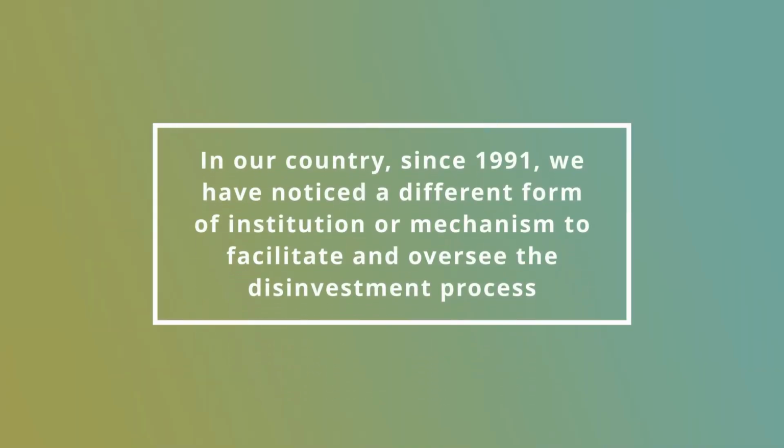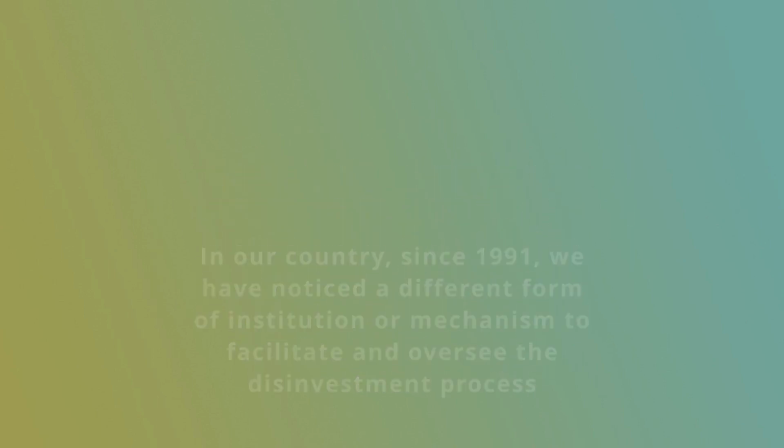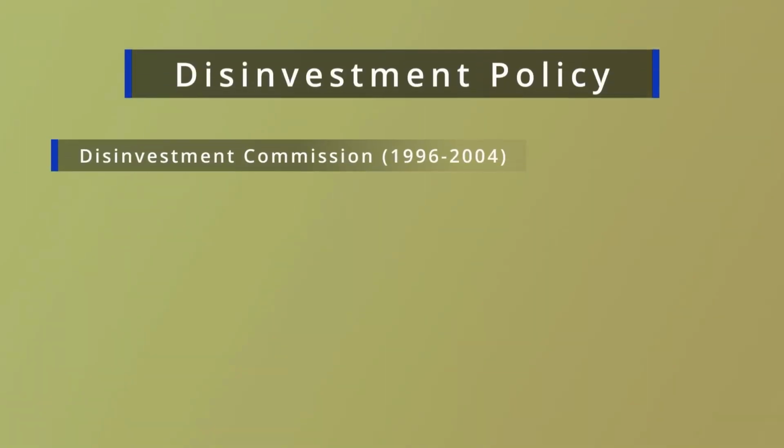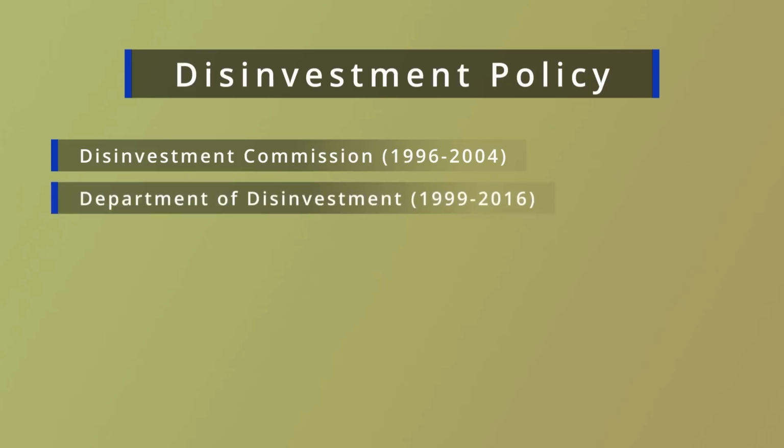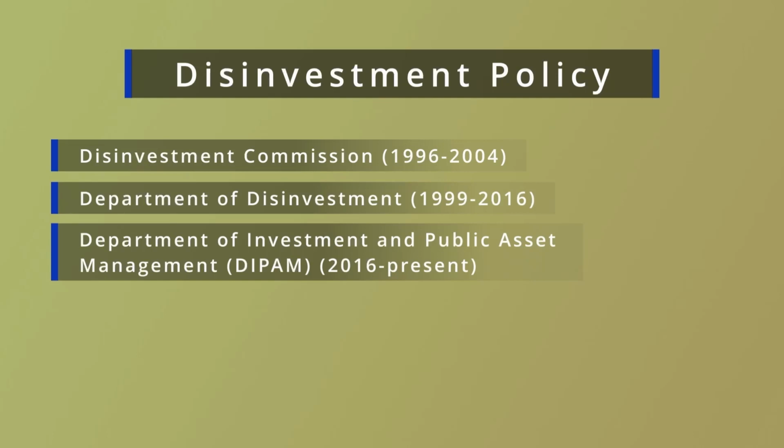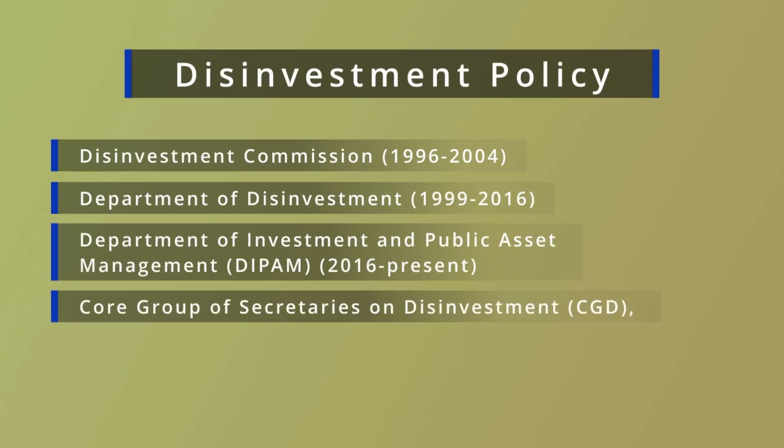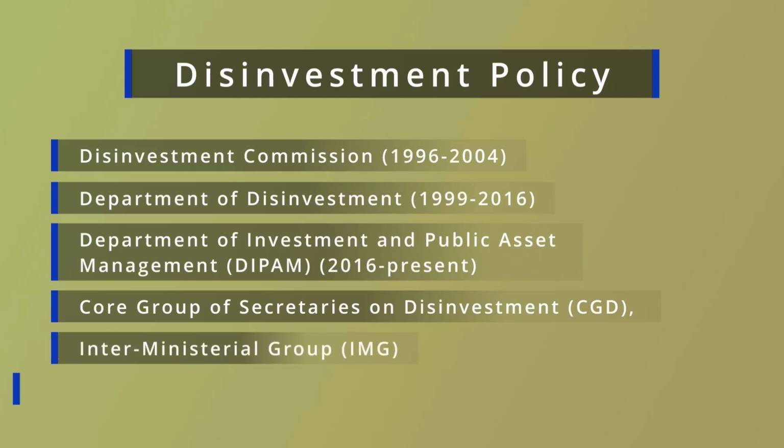In our country, since 1991, we have noticed different forms of institutions or mechanisms to facilitate and oversee the disinvestment process, which include the Disinvestment Commission for the period 1996 to 2004, Department of Disinvestment for the period 1999 to 2016, Department of Investment and Public Asset Management, DIPAM, for the period 2016 to date, and the core group of secretaries on disinvestment, interministerial group, and finally the Niti Aayog.